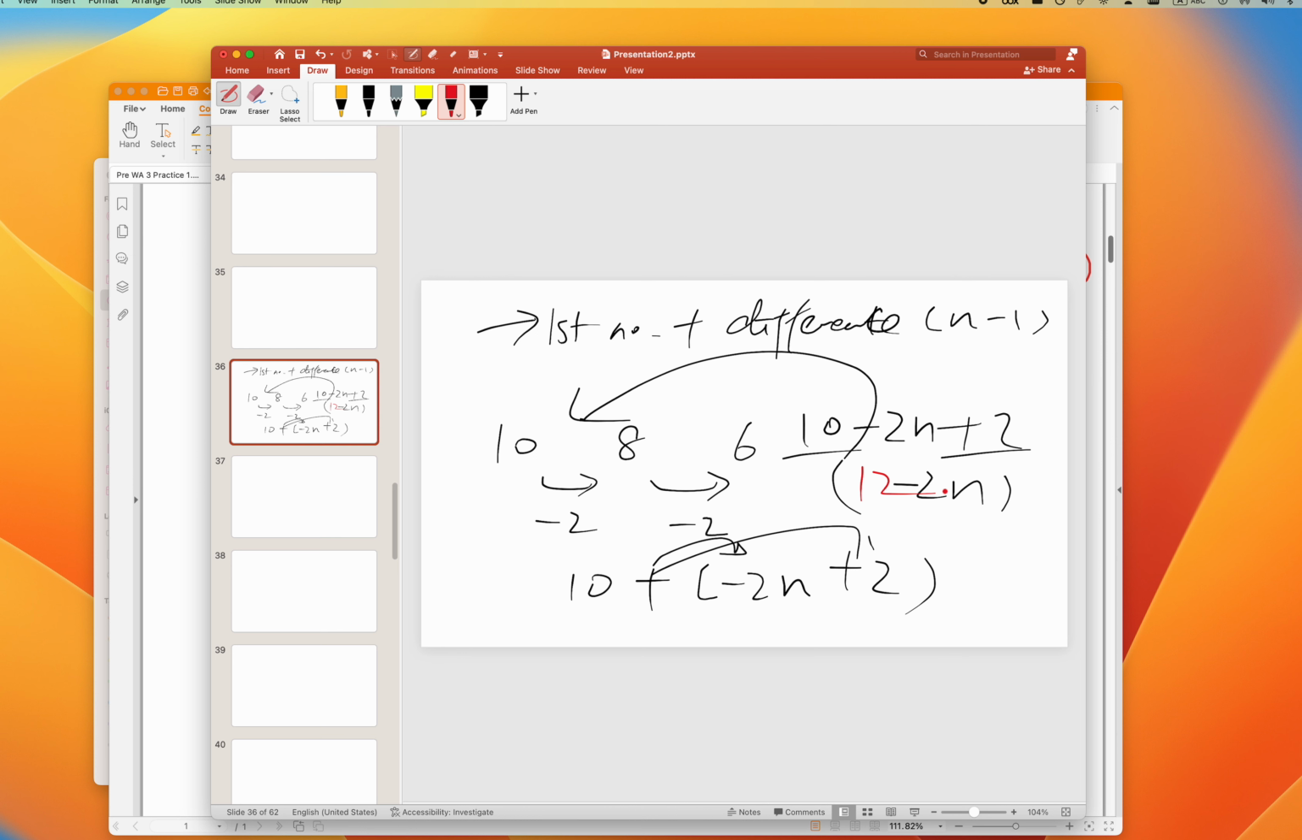By the way, I just used my brain. In fact, I'm supposed to use a calculator. I don't trust my mental calculation either. So I will just let the calculator do it for me: 10 plus 2. So this is the formula for this number sequence. This formula can only work for uniform difference. Uniform difference means the same difference throughout.